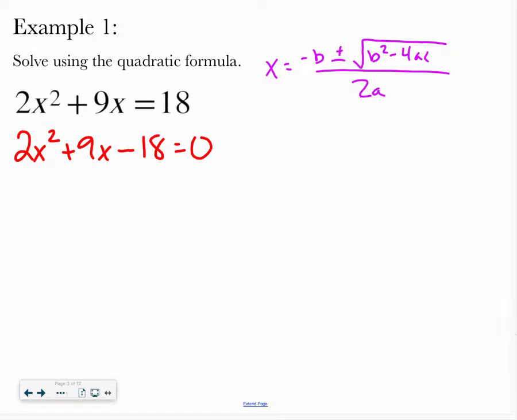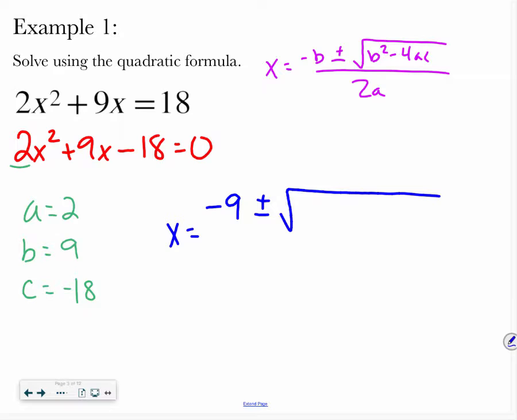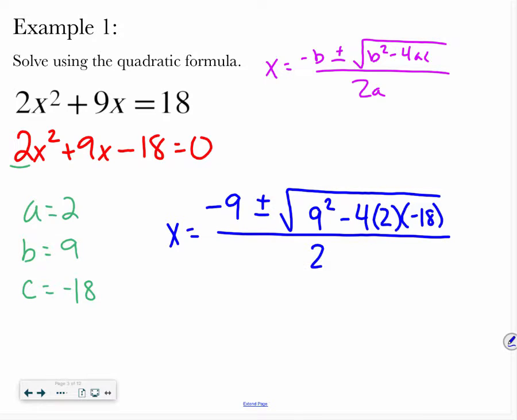Now I can use the quadratic formula, my best friend. Okay, so my a value is 2, my b value is 9, and my c value is negative 18. So I just have to plug that in to the appropriate spots. So I have x equals negative b, so negative 9, plus or minus the square root of 9 squared minus 4ac. Notice that's all being multiplied together. So 4 times 2 times negative 18 all over 2 times a.